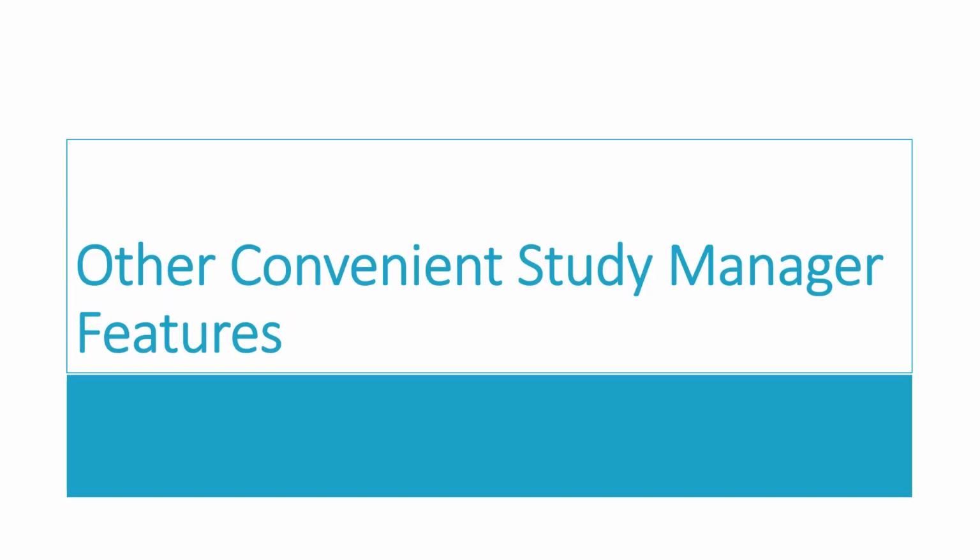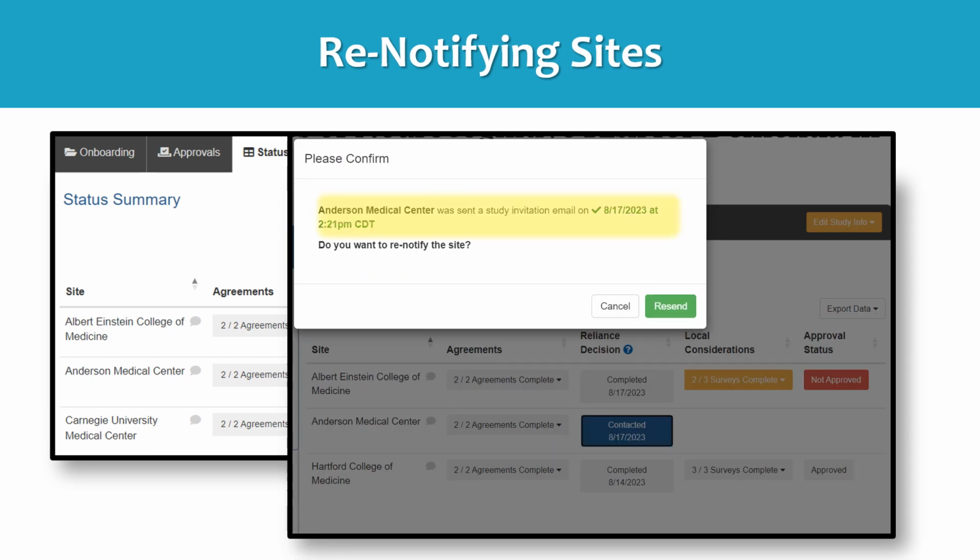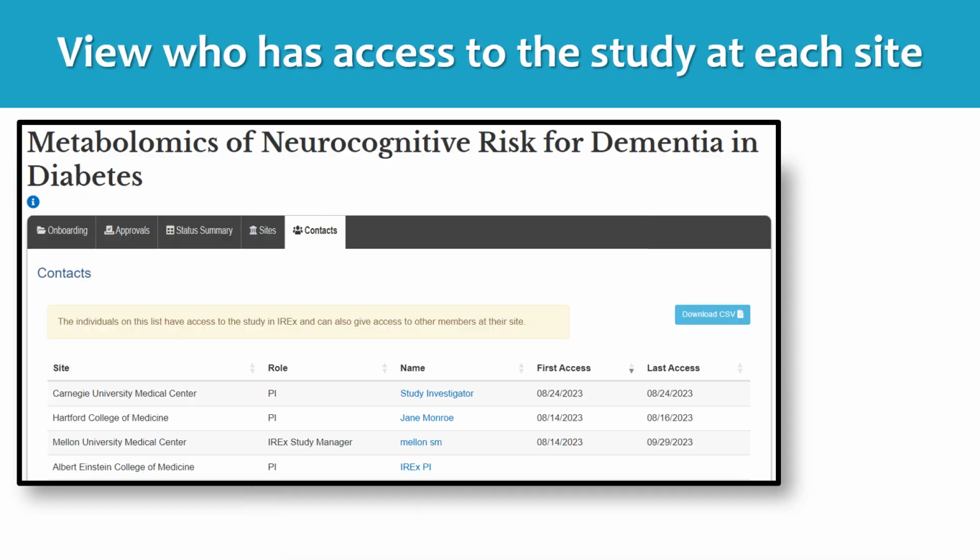Study teams can also download global and site-specific documents with one click. Before we end, we'd like to share a few other convenient features for study managers. If a site HRPP requests you resend the IREx invitation to a study, this can be done for sites that have been notified but have not yet gotten started. From the Status Summary tab, click Contacted in the Reliance Decision column. IREx will display the last time a notification was sent just in case the wrong site was selected or a notification was recently resent.